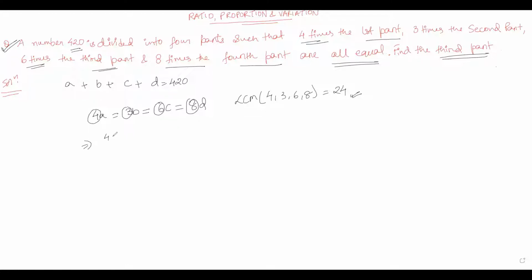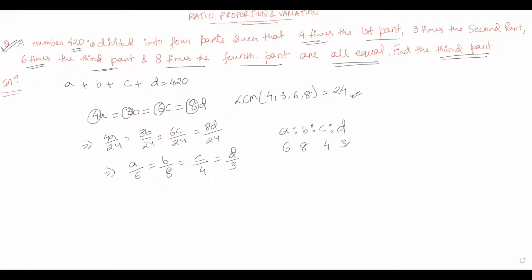So 4A by 24 equals 3B by 24 equals 6C by 24 and 8D by 24. If you cancel this out, this would be A by 6, which would be equal to B by 8 equals C by 4 and equals D by 3. So I can say that the ratio of A, B, C, and D is 6, 8, 4, and 3. Now, since we know the ratio, we can assume the numbers to be 6x, 8x, 4x, and 3x.